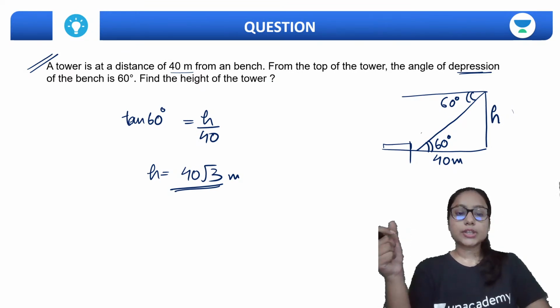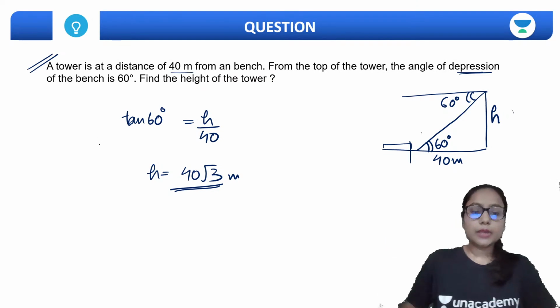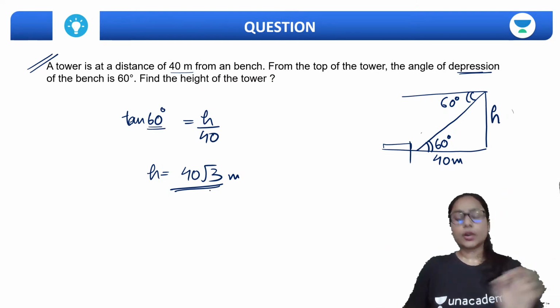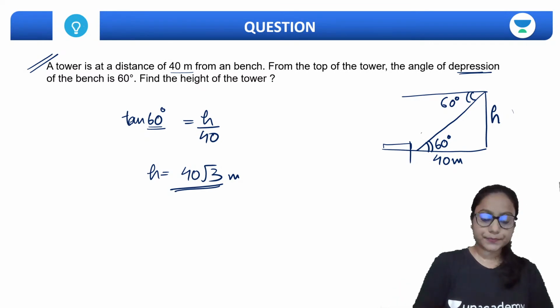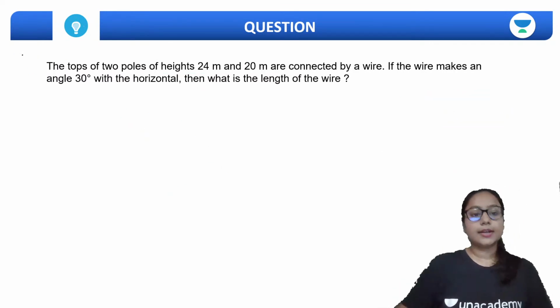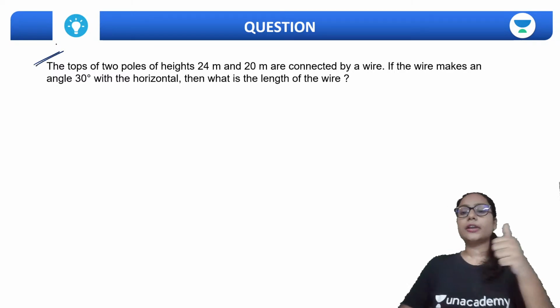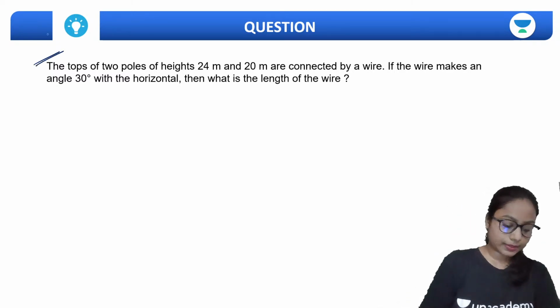Yes, Harshita, is the question clear? We'll be using tan 60 degree and this will be 40 root 3. I hope it is clear now. Let's move on. Next question. Try this one, everyone. Draw the figure and try to solve it.